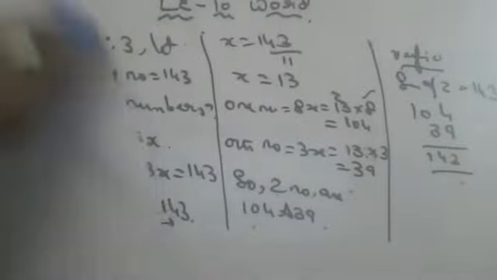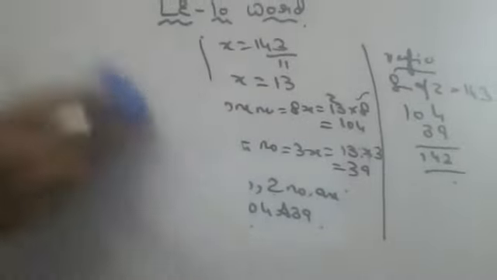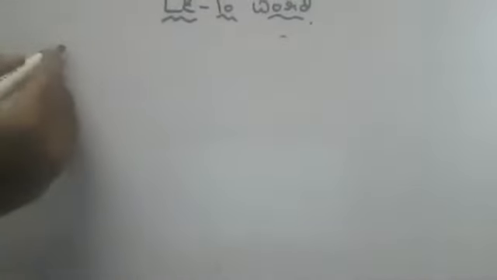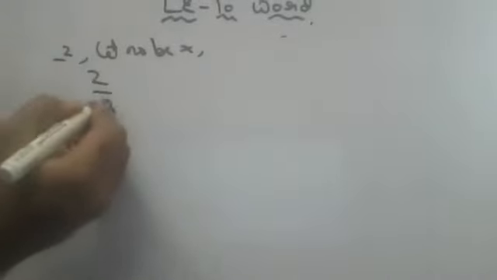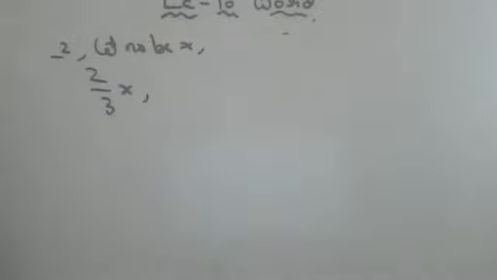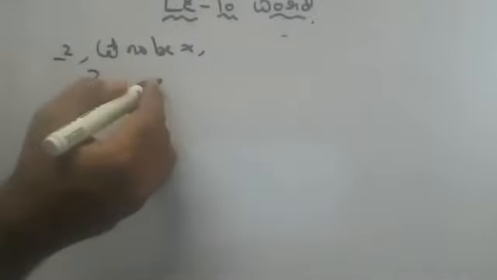Second question. You have to keep copying along with me. You should not sit idle. Second question, children. What is the second question? He's saying 2/3 of a number is 20 less than the original number. Let the number be x. 2/3 of a number means 2 by 3 of x. 20 less than the original number. The original number is x, children.